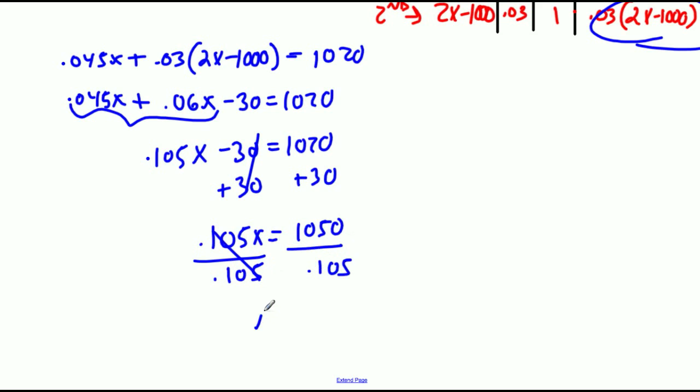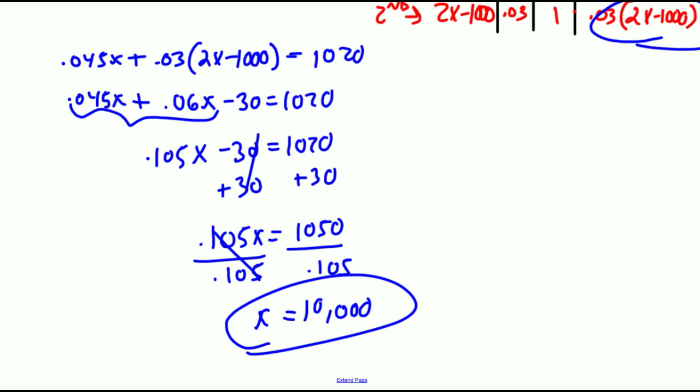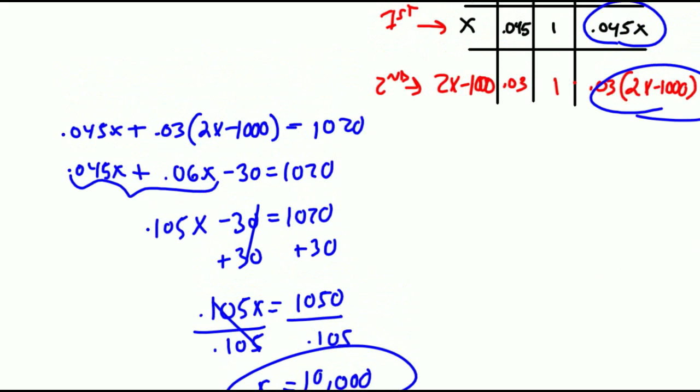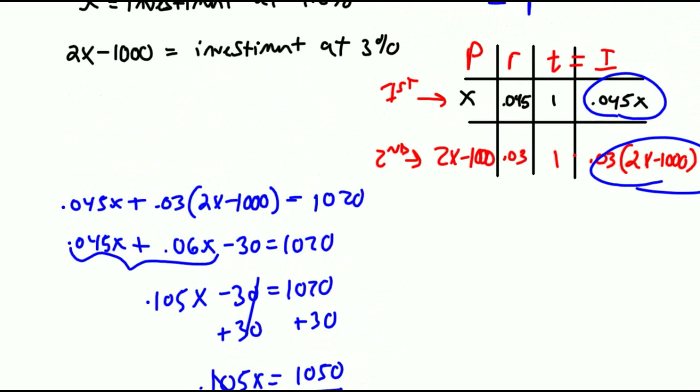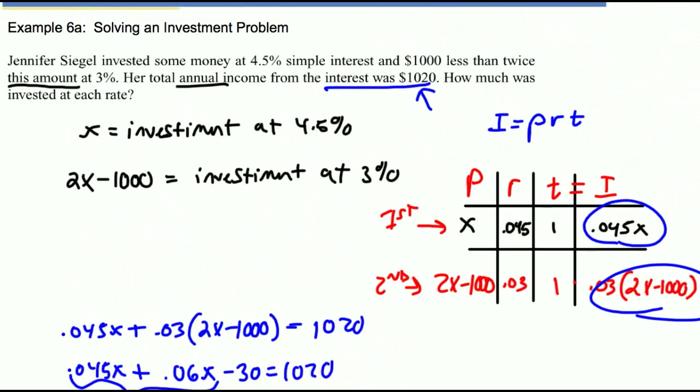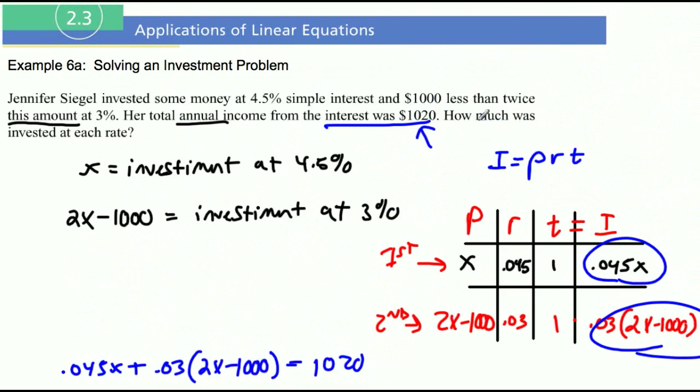And that's going to give us a whopping $10,000. Okay, so we have x. I don't know if we're done yet. Let's go back to the problem and see what the question really was and if we really answered the question. The question is how much was invested at each rate? How much was invested at 4.5% and how much was invested at 3%?